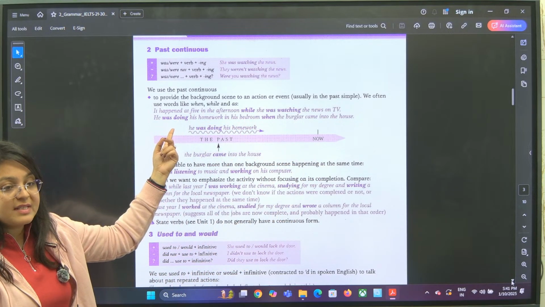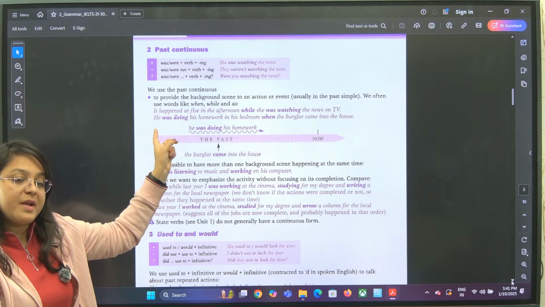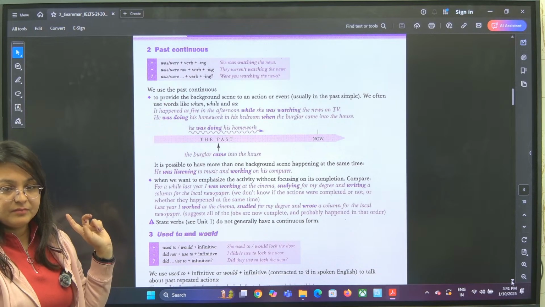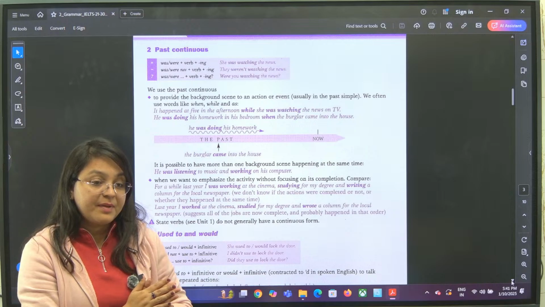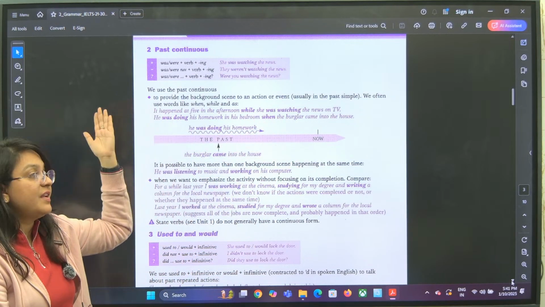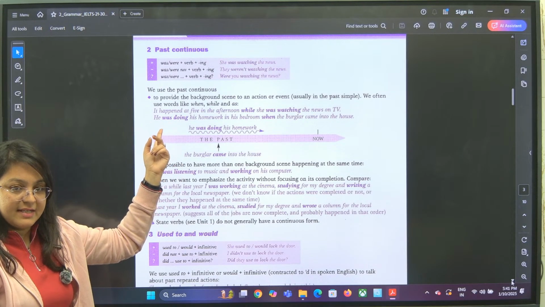But what was the background scene? He was doing his homework. So to mention the background scene, we would use past continuous. Clear? When to use past simple? When we are stating what incident happened. But alongside, when we want to describe the background scene, we will use past continuous. Clear?